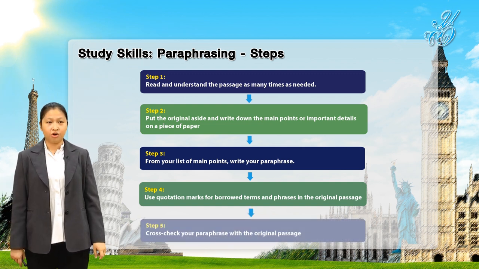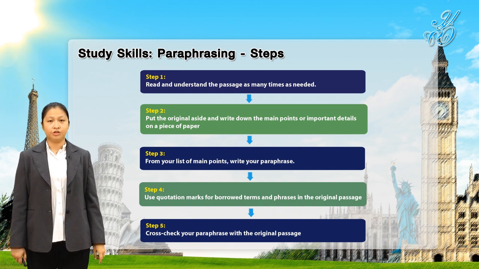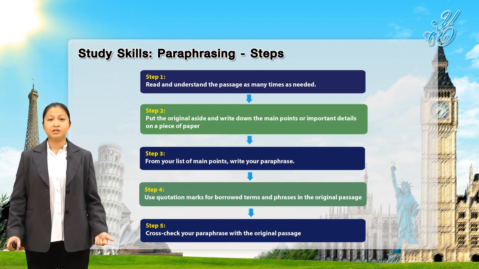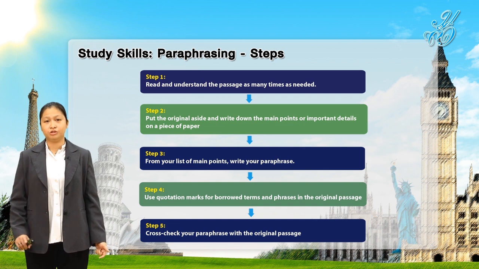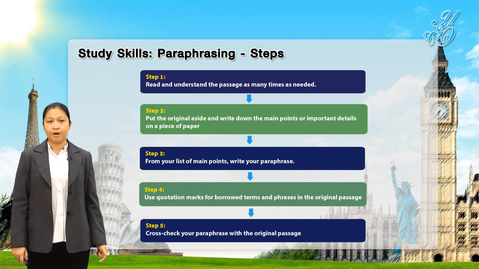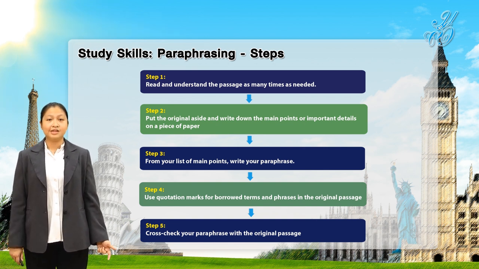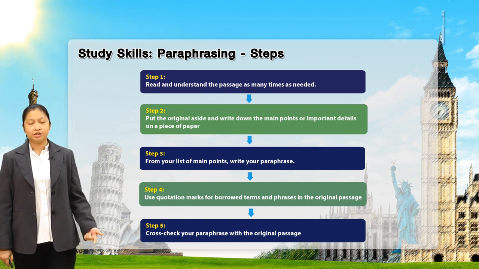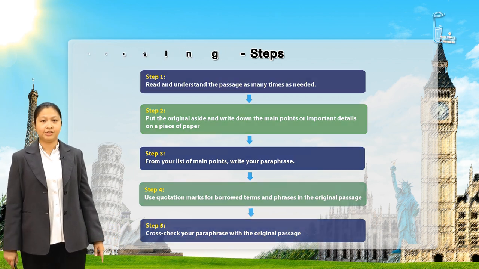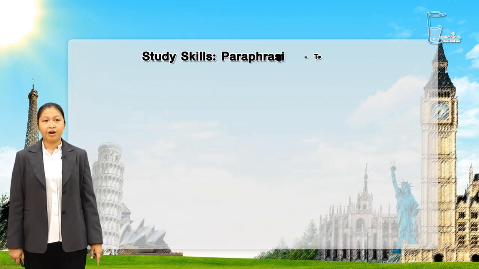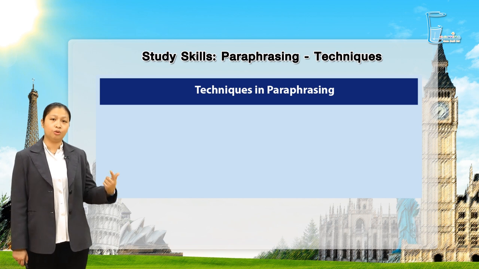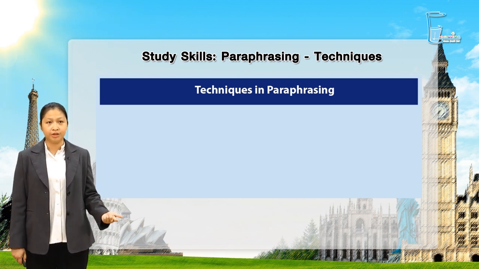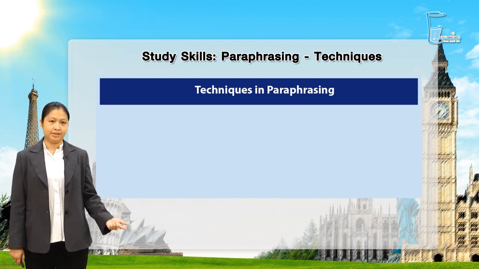Step 5. Cross-check your paraphrase with the original passage. By doing this, you are checking if you understood the paragraph that you just read. What are the techniques in paraphrasing? There are different ways to paraphrase, different techniques to paraphrase a text. When paraphrasing, you have to use your own words. So how do we do it, and what are the tips or techniques?